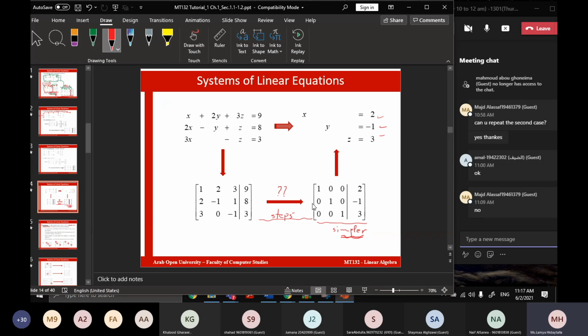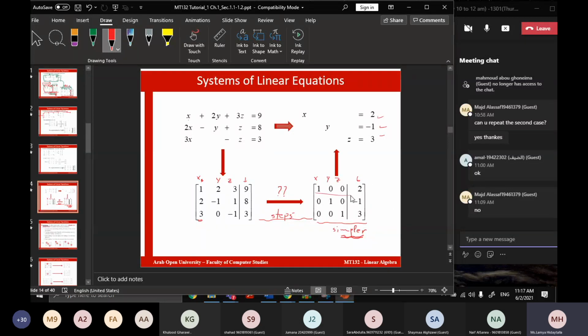Actually, let me do it. We know that when we're arranging the data, this was for the x1, this is for the x, this was for the y, and this is for the z. Of course, here are the constant terms, b. Here, also, this is for the x, this is for the y, and this is for the z, and this is for the b.